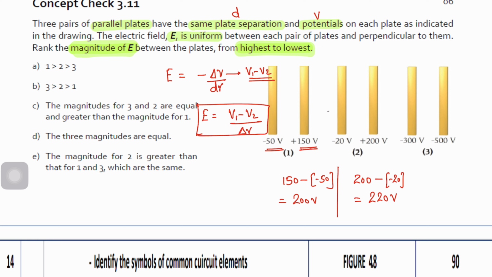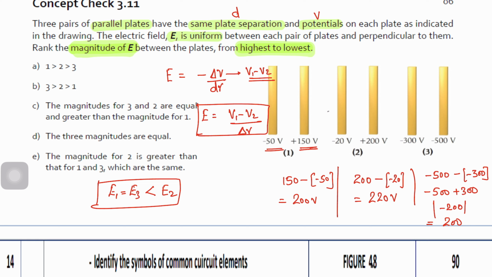Okay. Third one, negative 500, negative 300. So it will become positive. So negative 500 plus 300, you get negative 200. But the answer should be in modulus because we are looking for the magnitude. So the answer is 200. So can I say E1 is equal to E3, and E2 is greater than E3.